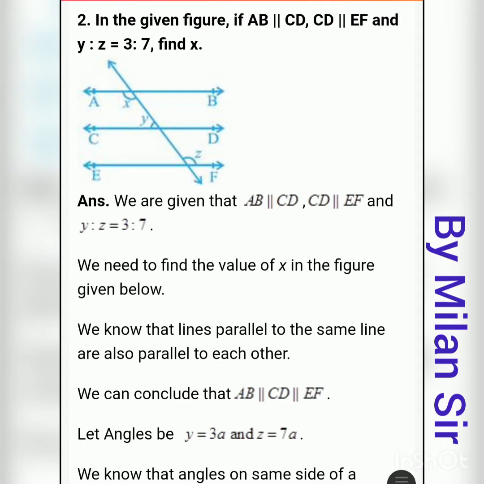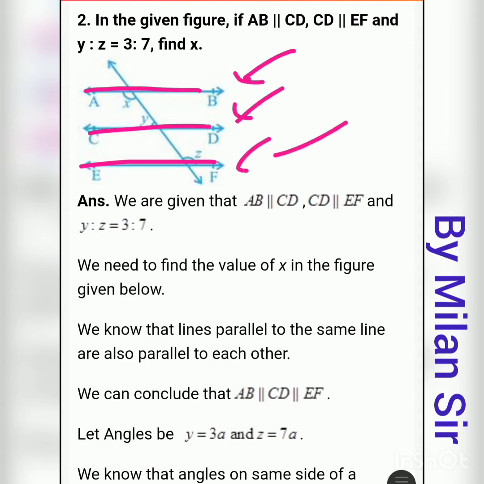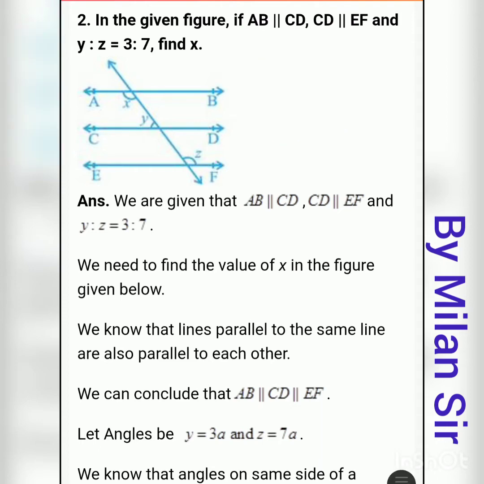Here AB is parallel to CD and CD is parallel to EF. So these three are parallel lines, and one transversal is there. So we can use the transversal concept here.